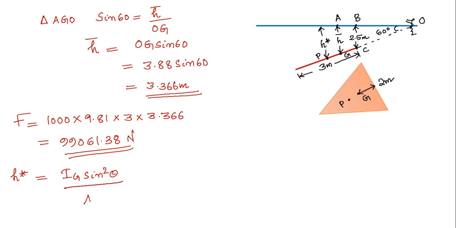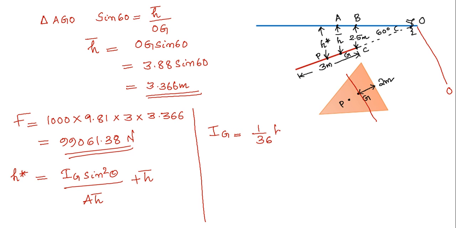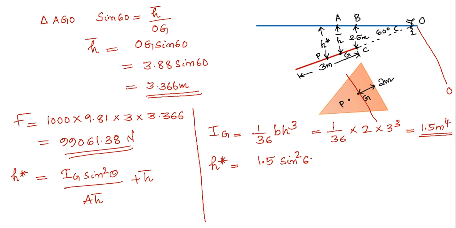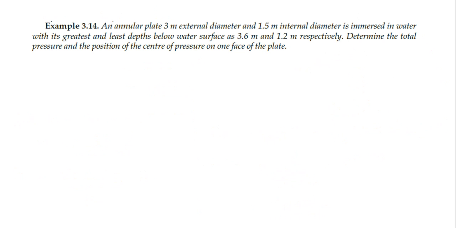Next we will calculate the position of center of pressure h star, which is equal to Ig sin square theta divided by A h bar plus h bar. So here Ig is the moment of inertia of the triangle about the centroidal axis, and this axis should be parallel to the OO axis. Ig is given by 1 by 36 b h cube, which we will get as 1.5 meter raised to 4. Now we will substitute in our expression, and h star is equal to 3.477 meters.